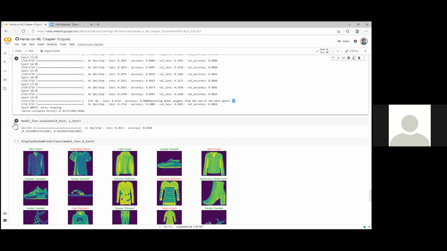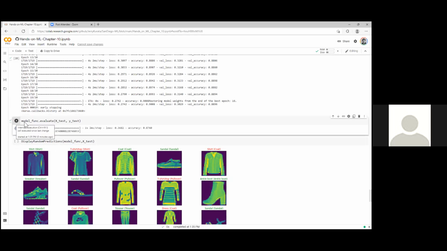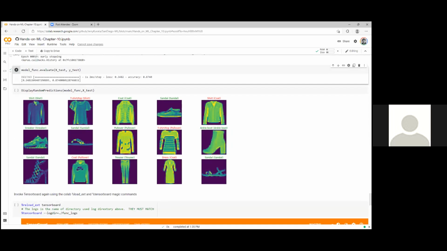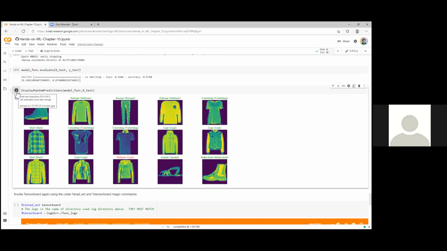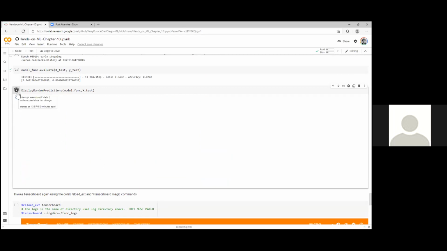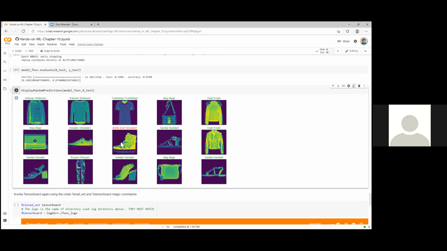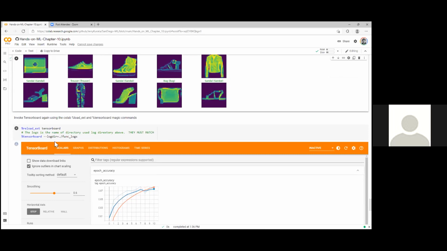Let's evaluate it and see how well this does. And it gets 87%. And let's use Margaret's little function again, our little routine that I put in a function, and see how it does on some random data. And it got 14 out of 15 right. So it's doing quite well at its predictions here. Run another set through.